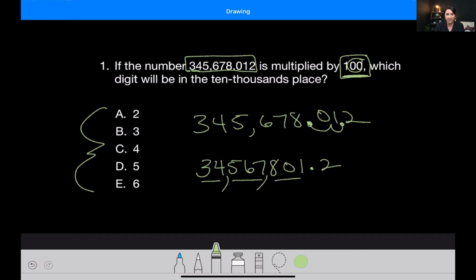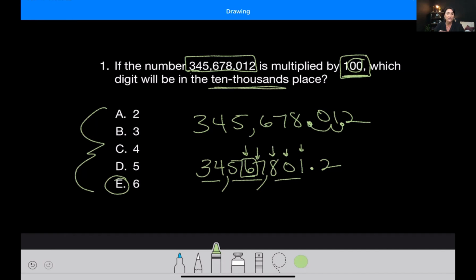Now it's asking which digit will be in the 10,000s place. I know that this is the ones place, this is the tens place, this is the hundreds, this is the thousands, and this is the 10,000s place. So 6 is in the 10,000s place. That's going to be E. Now I know that one's very easy. Trust me, they're not all that easy, but I wanted to get your brain warmed up a little bit and get going.